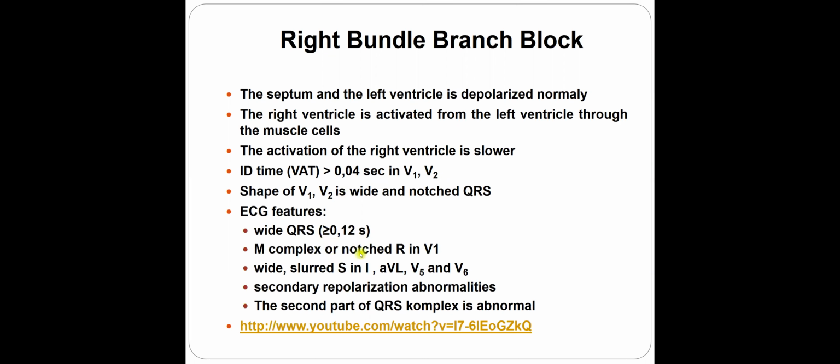Because we have an abnormal activation of the ventricle, especially in right bundle branch block, with abnormal activation on the right side, for sure we have secondary repolarization abnormalities. This is why we have secondary ST-T changes in a case of bundle branch blocks. Now let's see how it looks.